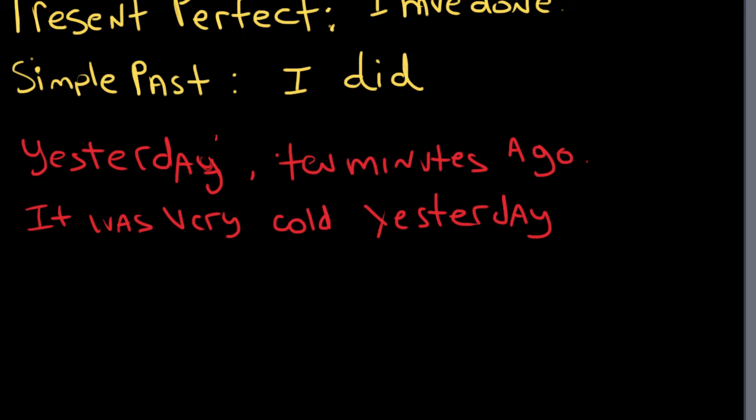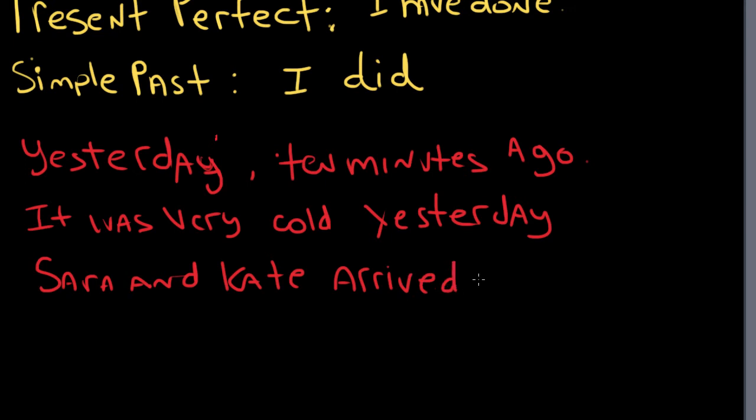Let's look at another example. Sarah and Kate arrived 10 minutes ago. It's an action that already happened in the past, and we use ago to mark the time that it happened in the past.